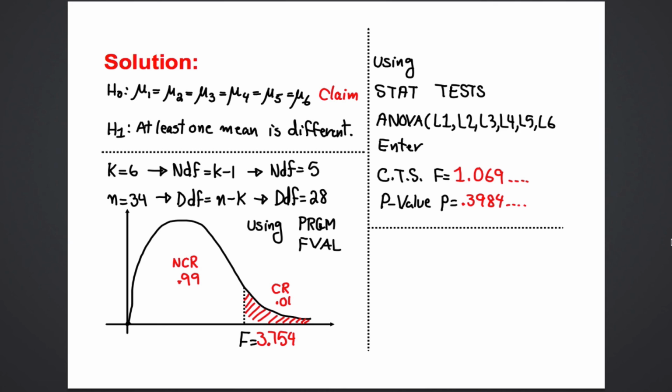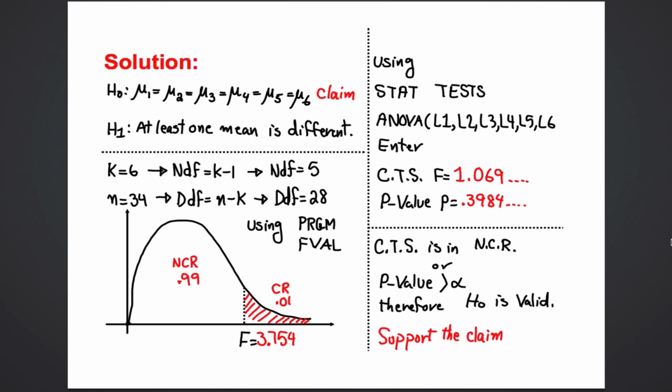Now we're going to make our conclusion. The computed test statistic is in the non-critical region if you're doing the traditional method, or the p-value is greater than alpha if you're doing the p-value method. So our conclusion is that H0 is valid. If H0 is valid, in this case, we are supporting the claim that all the means are equal.